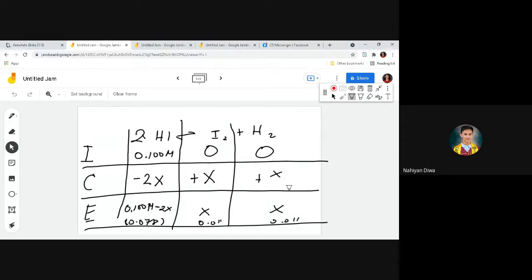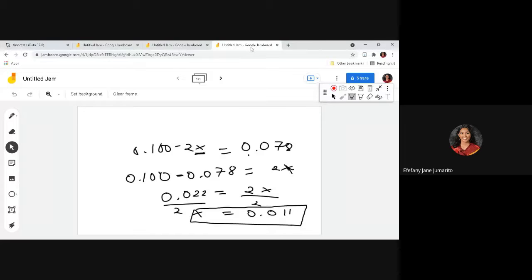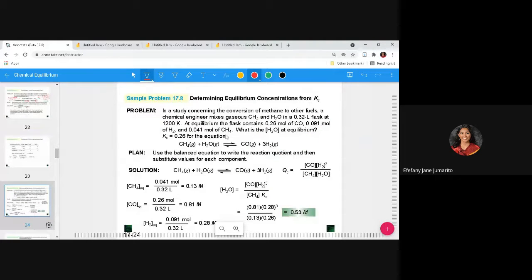Okay, when you answer, it's okay, you don't need to put the value. Also, I will not check the ICE table. The ICE table is just part of your solution. So the value of your Kc in this problem is equal to 0.020. Now let's go to letter B.